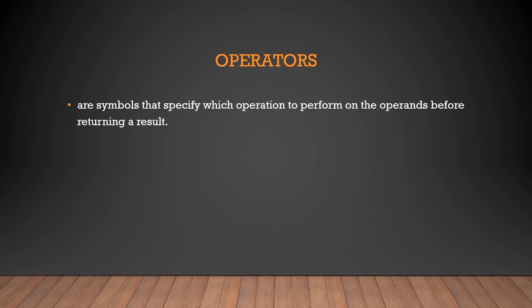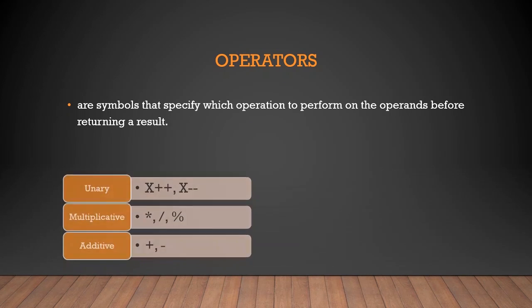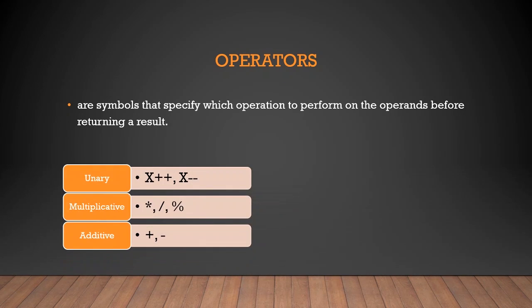Operators. Operators are the symbols that specify which operations to perform on an operand before returning a result. Let's see what types of operators we have. Unary operators: variable name plus plus means it's going to increase the value of x by 1. We have another one, x minus minus, which is going to decrease the value of x by 1.